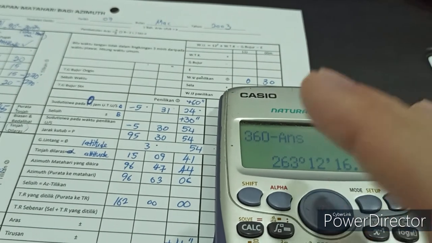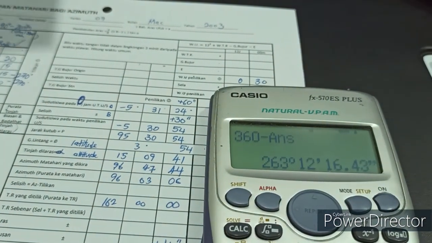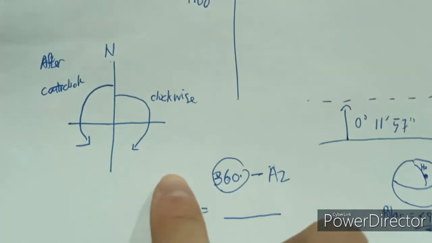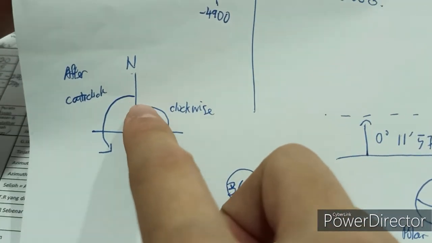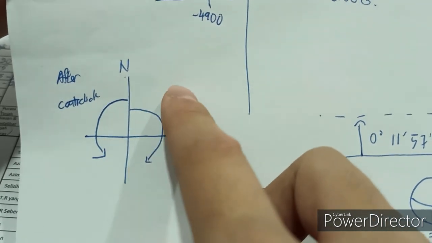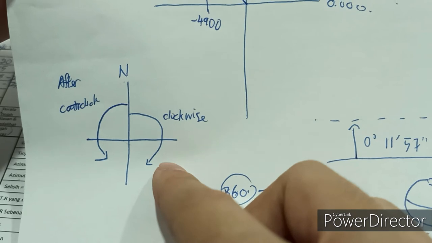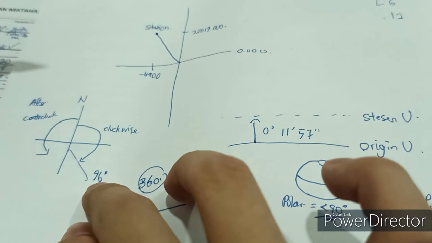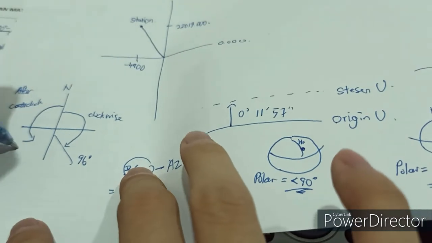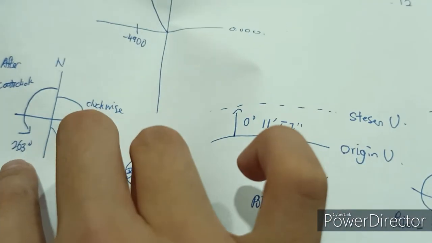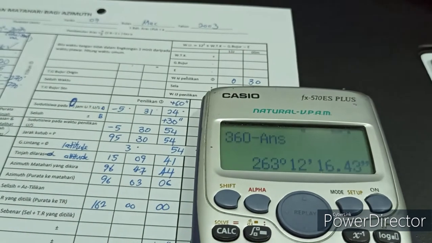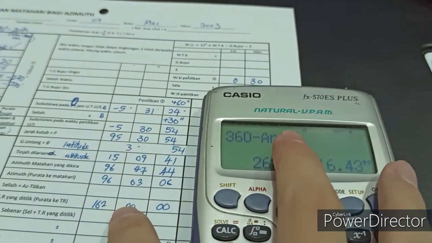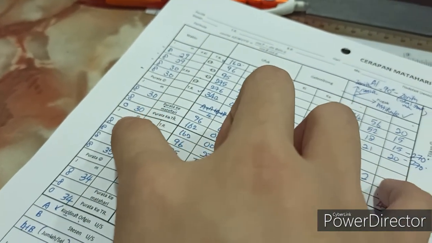Since for the afternoon sun we have to calculate in a counterclockwise direction, while for the morning sun we count in a clockwise direction. So this is an example: just now we got 96 for the azimuth. For the afternoon sun, we will get 296. This is the azimuth for the afternoon sun. In this example, we have the morning sun, because we did the observation at 8 o'clock in the morning.